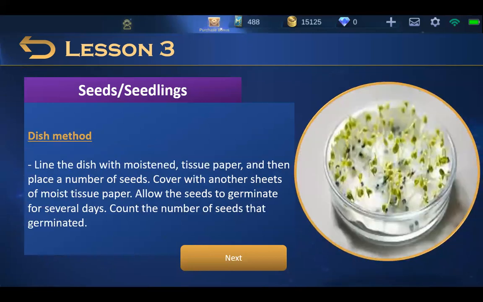Next, we have the dish method. This method of conducting germination tests is done by placing seeds in a plate lined with moistened tissue paper or cotton. The plate is then covered with another sheet of moist tissue paper. The seeds are allowed to germinate for several days, and then the number of seeds that germinated is counted. A good batch of seeds is one wherein almost all the sample seeds have germinated.